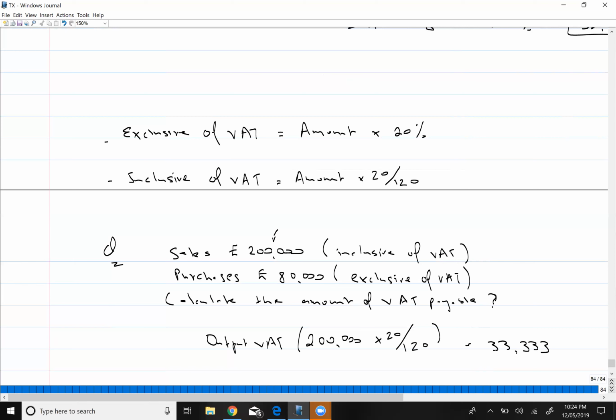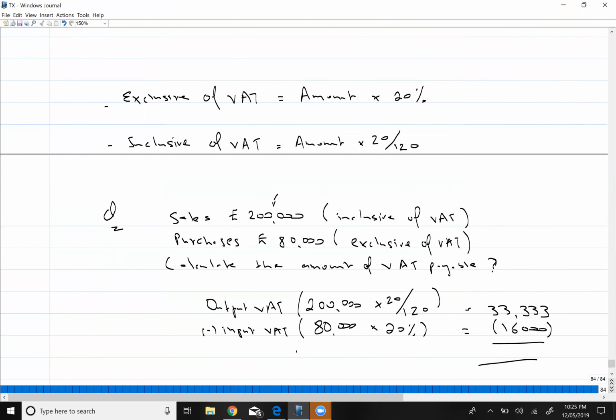Now from this output VAT, you have to minus input VAT. VAT paid on purchases is known as input VAT. Purchases are worth 80,000, but it says this is exclusive of VAT, so again I need to compute the amount of input VAT. Since it is exclusive of VAT, you will take the amount 80,000 into 20%. That will be 16,000. So there will be a VAT payable of 17,333.